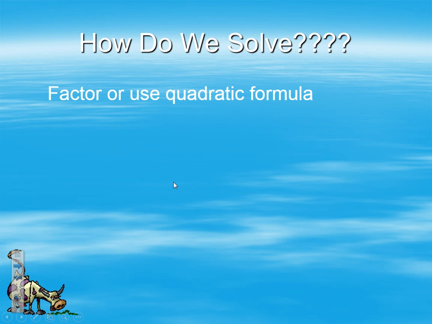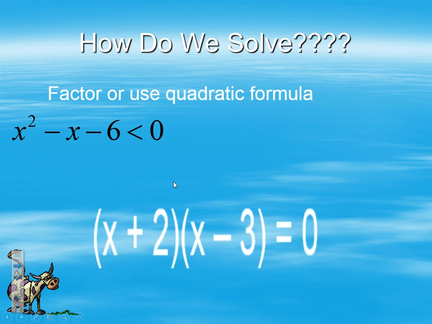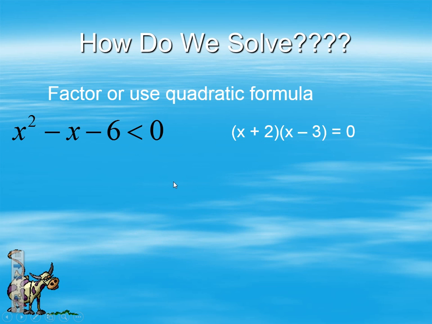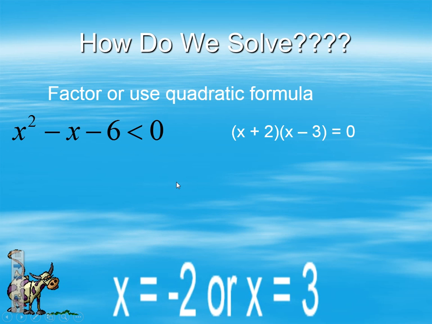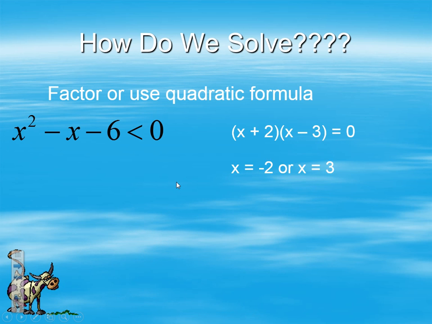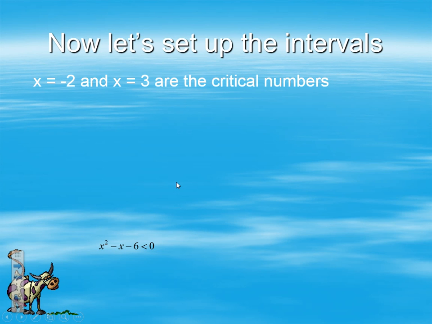So how do we solve a quadratic inequality? With this quadratic inequality, we want to factor or use quadratic formula. It's always easier to factor. Once we factor, then we set each factor equal to 0 and we solve. And so we get x equals -2 or x equals 3. Those are our critical numbers.